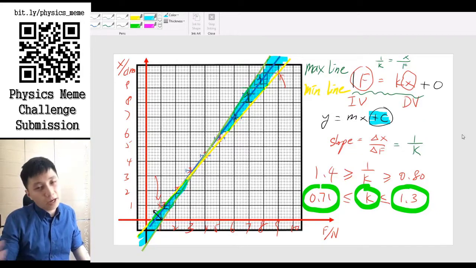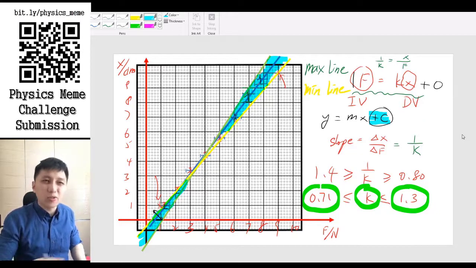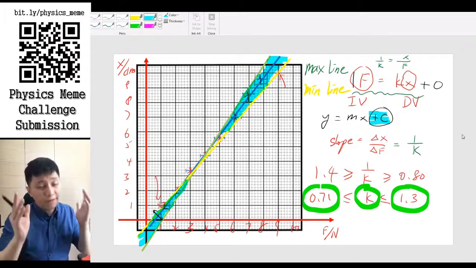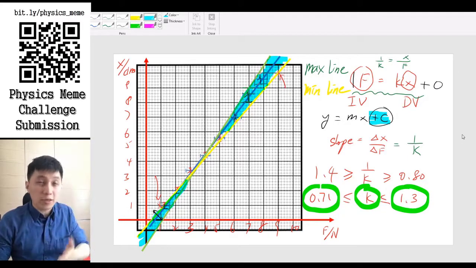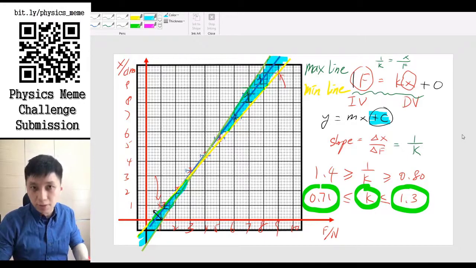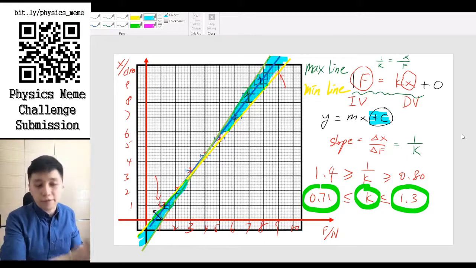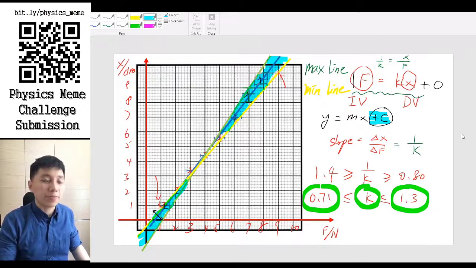So if this happened in your IA, surely you should discuss it. You don't have to hide it. You should point it out, discuss it, and think about the plausible, possible explanation of the source of the systematic error.